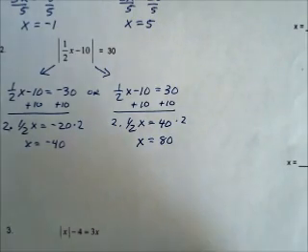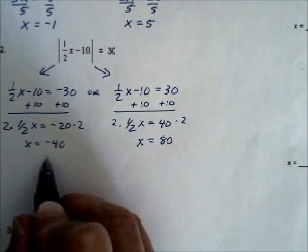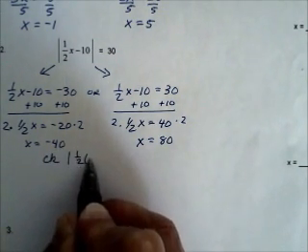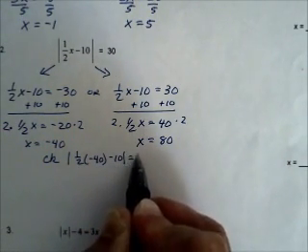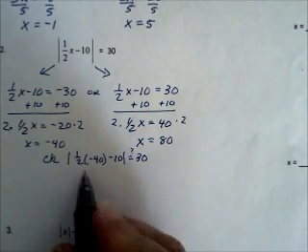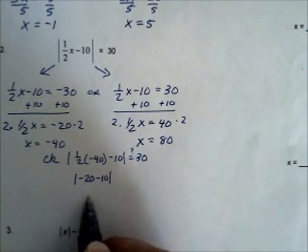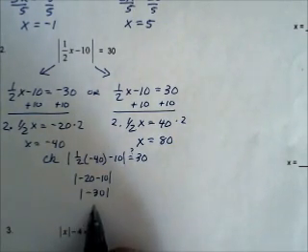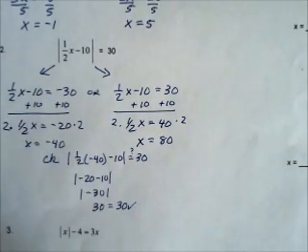Now for the checks, go back to the original absolute value equation. Plugging in negative 40 for x. Half of negative 40 is negative 20. Minus 10 is negative 30. And the absolute value of negative 30 is 30. So that checks.